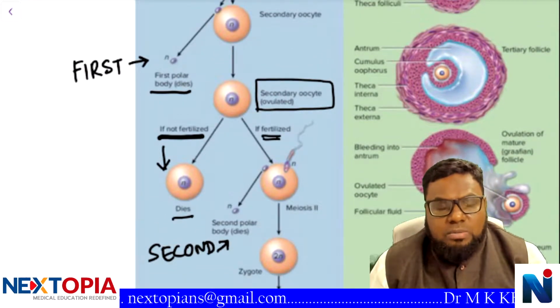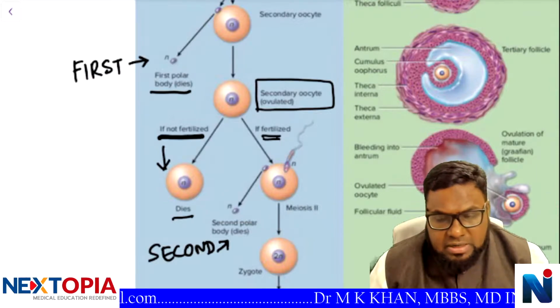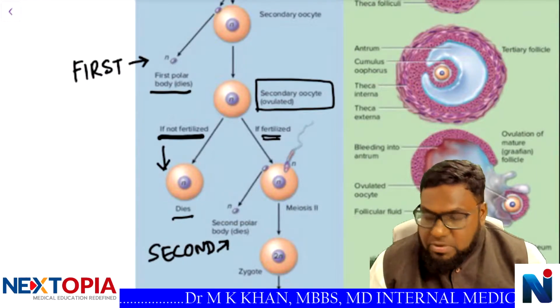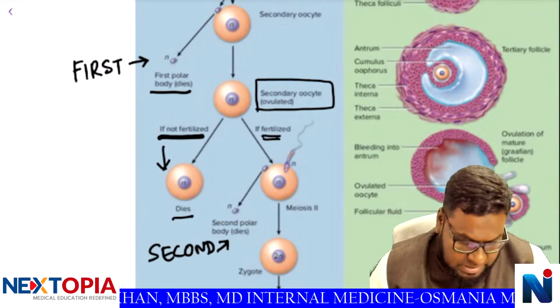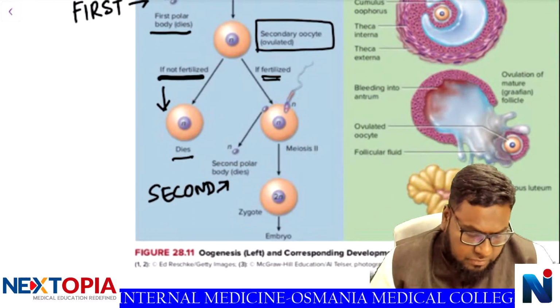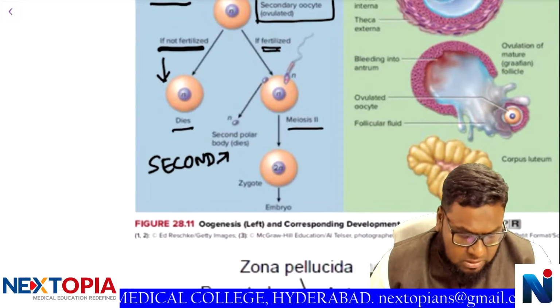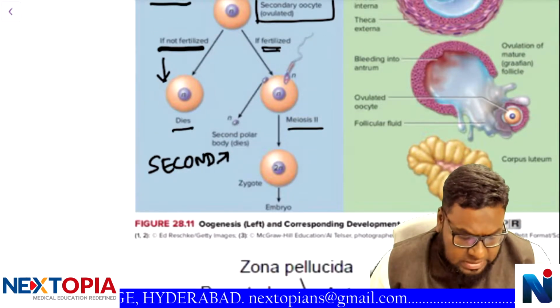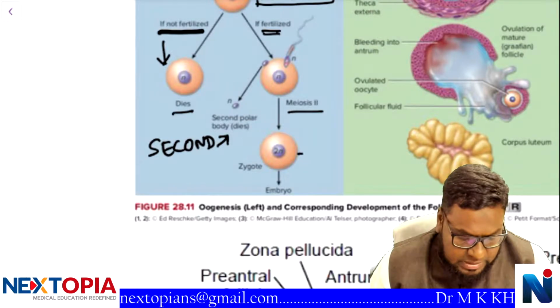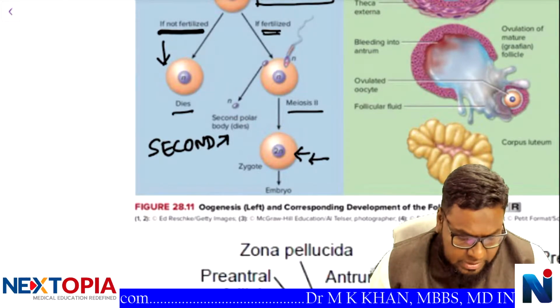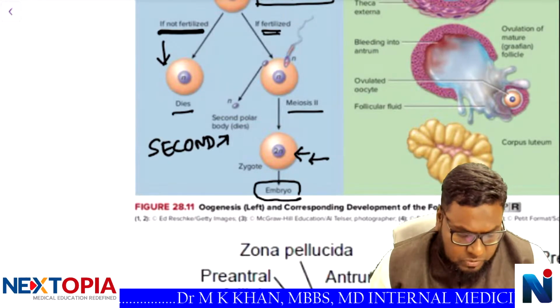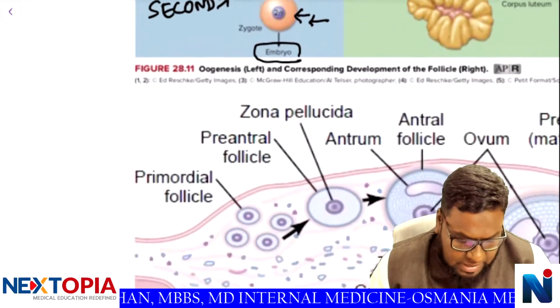This is what I told you in my last class. First polar body at the time of ovulation, second polar body at the time of fertilization. This point you'll have to remember. Then after fertilization, meiosis 2 begins. Meiosis 2, the diploid cells are formed here, and the zygote is a diploid structure. Now it grows into an embryo. So this is what we have learned in our last class.